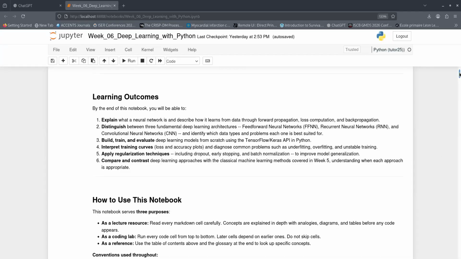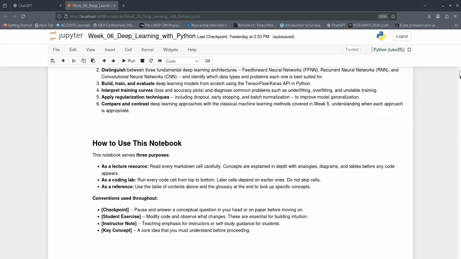So how to use this notebook? This notebook serves 3 purposes: as a lecture resource, as a coding lab, and also as a reference. You are going to see that it is really complete. You have everything inside this notebook.